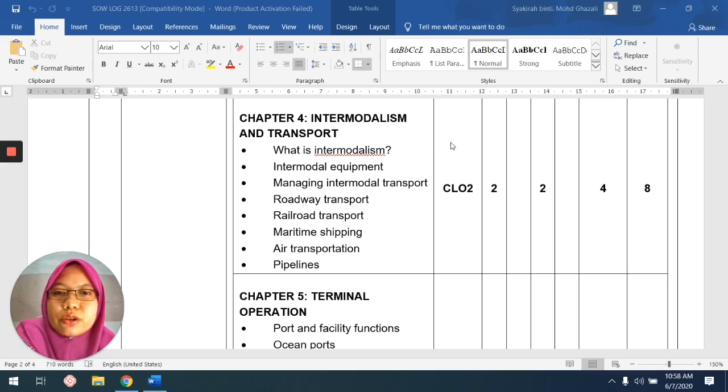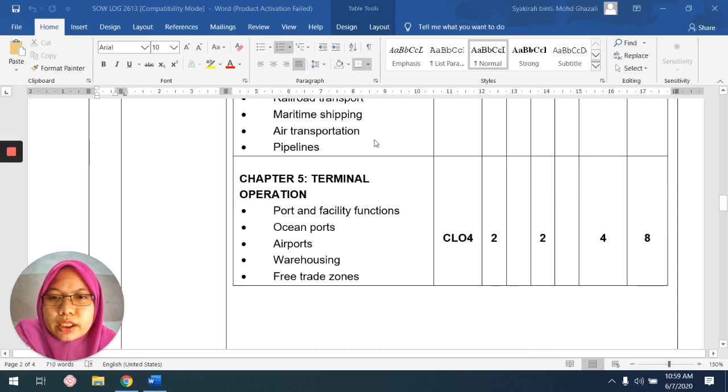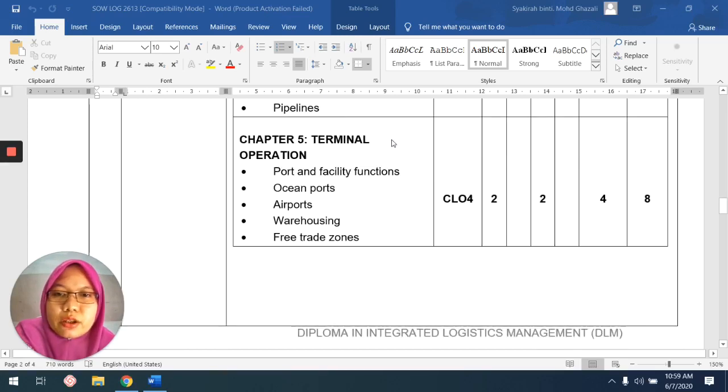So we will learn further one by one, but not too narrow. It will give you an advantage since you are also sitting for Management of Transportation this semester. So you have lots of knowledge about this chapter. Many courses actually cover this chapter. And then chapter 5, terminal operation.